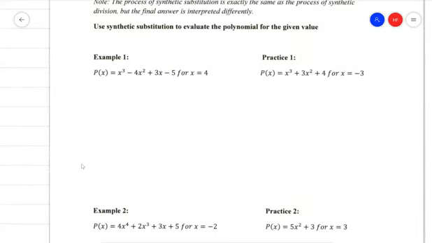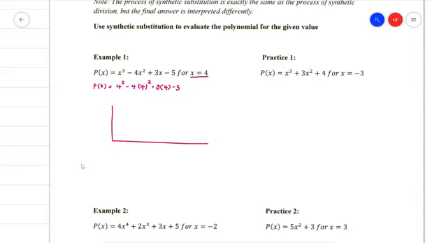So in example 1, it tells us that my polynomial is p of x. Then I am evaluating that polynomial when x equals 4. So typically what we would do is p of 4 equals 4 cubed minus 4 times 4 squared plus 3 times 4 minus 5. And we would find that answer by doing all of that math. But today, we're going to use synthetic substitution.